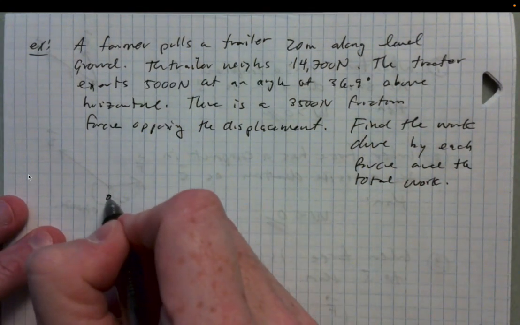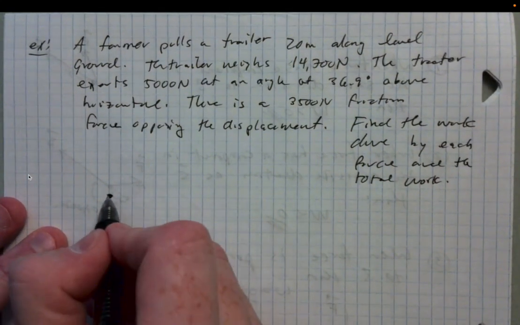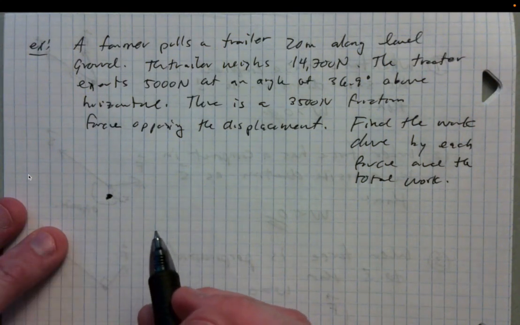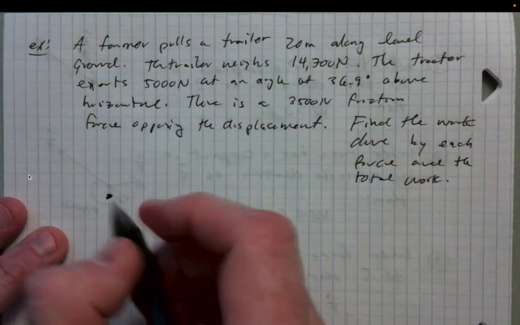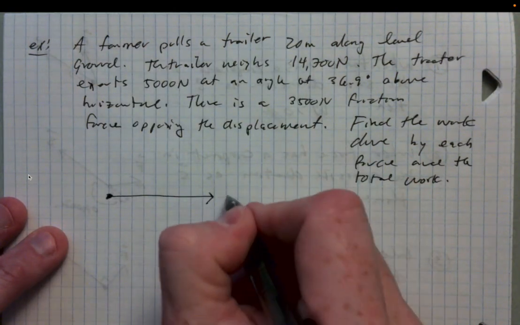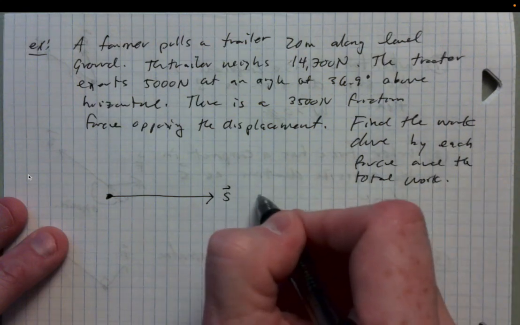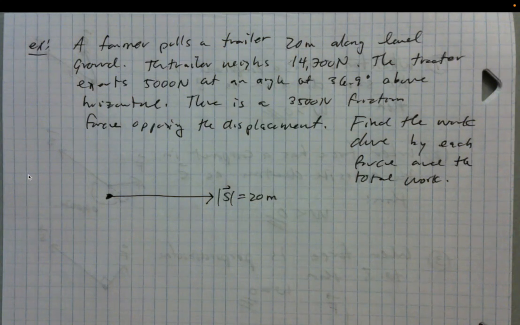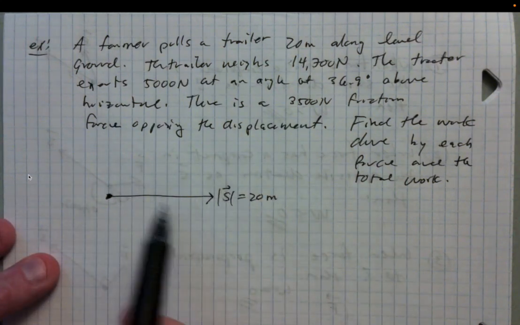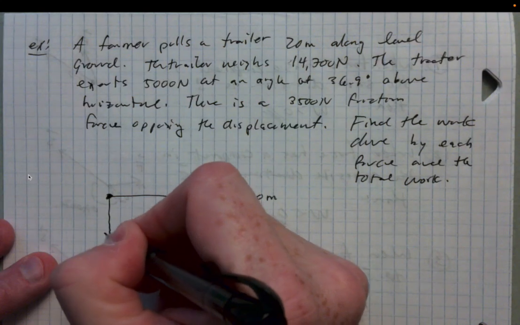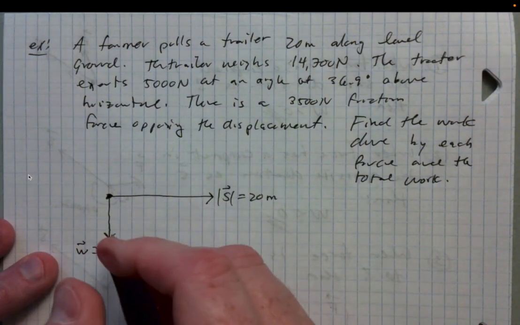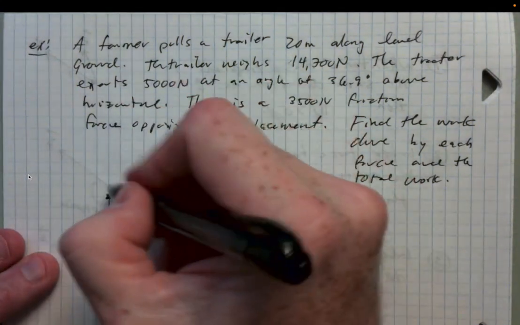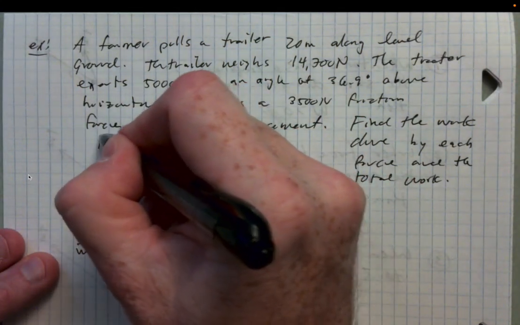Okay, so what does this look like? This is a side view. So I've got a tractor pulling a trailer 20 meters. So I've got a displacement, we'll say in this direction, and that's going to be 20 meters. Okay. So think of this as just kind of an add-on to the free body diagram. What's the weight of the trailer? Well, it's given. It's 14,700 newtons. And then, of course, there's a normal force opposing that because the trailer's not accelerating.